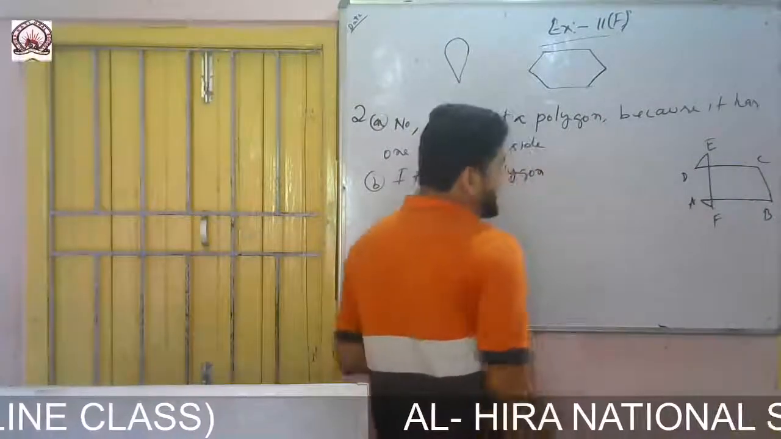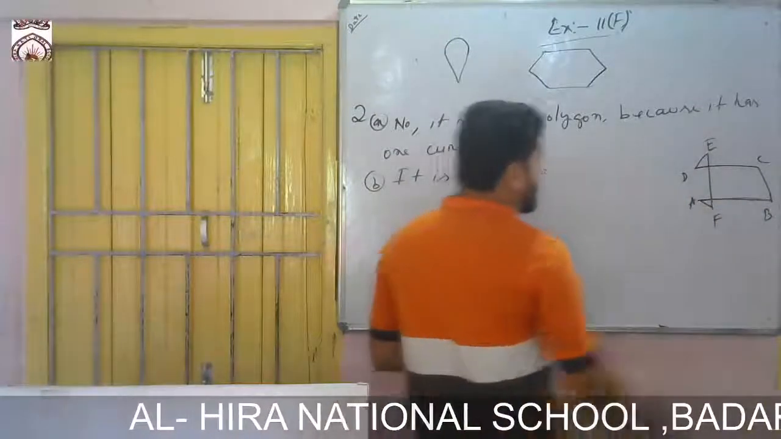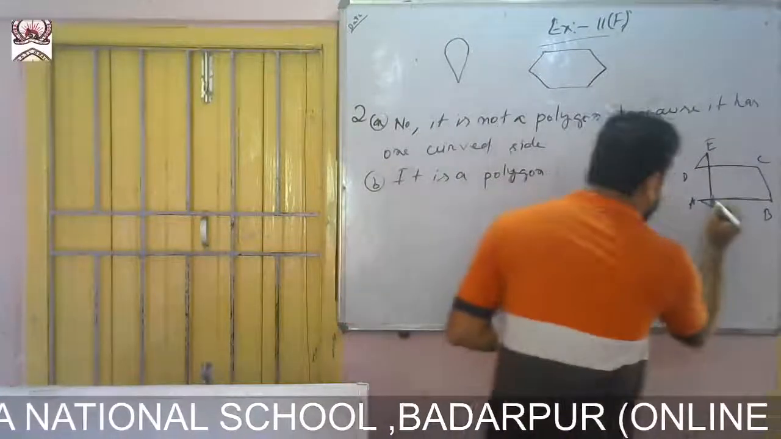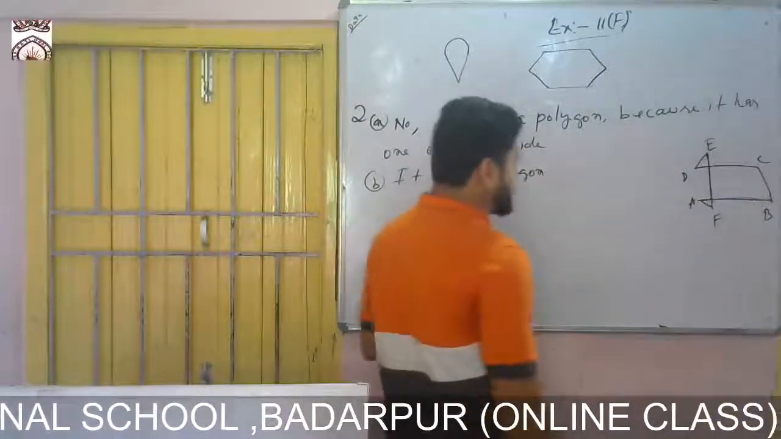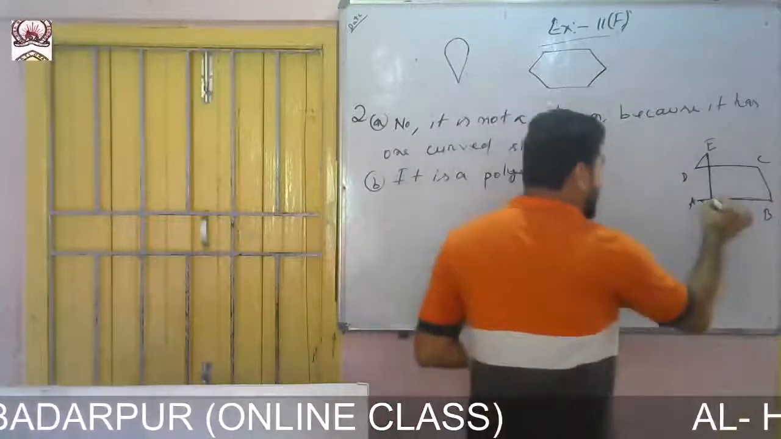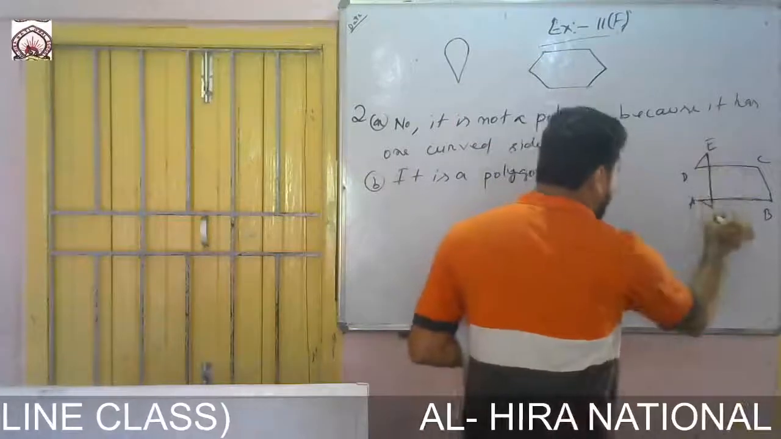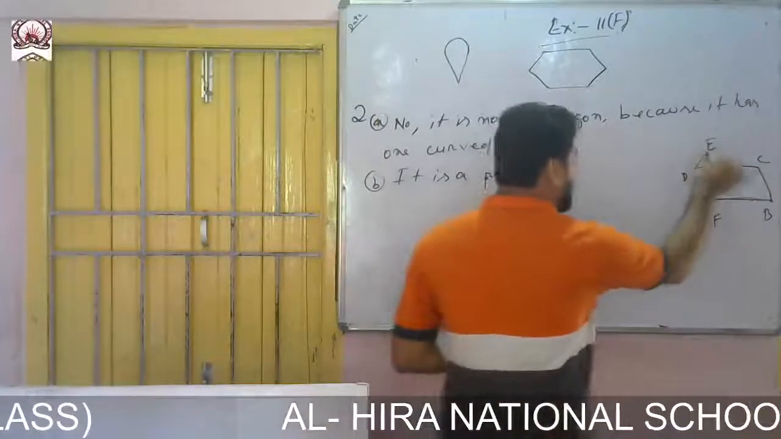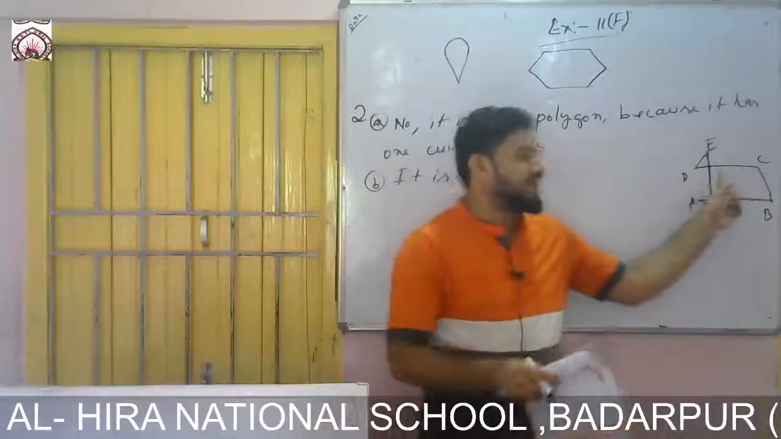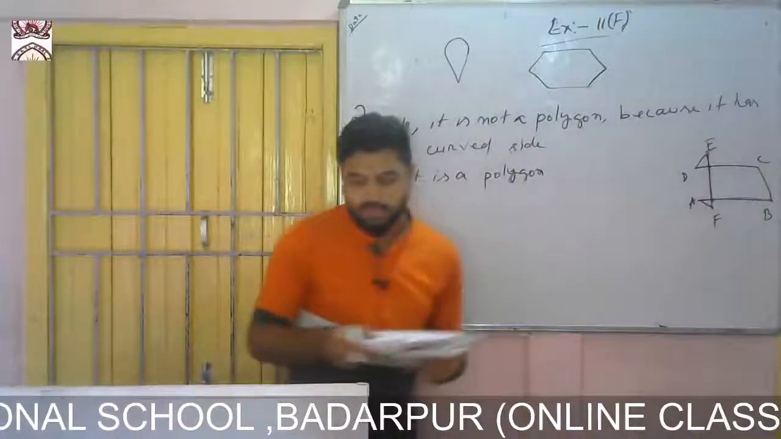So AB and what? AB and EF, this one, this EF. They meet at a point other than their endpoints. So A and B, their endpoints are this one and this one, but they are meeting at another point. And EF also, other than their endpoints, they are meeting inside, at another point.